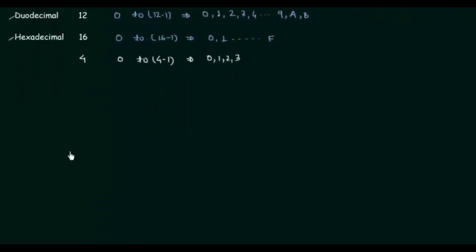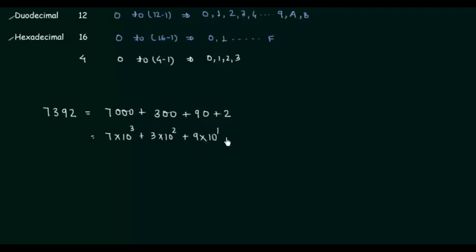Now we will move to the next part of this presentation, in which we will discuss weighted and unweighted codes. The number 7,392 can be written as 7 thousands, 3 hundreds, 9 tens, and 2 ones. Or I can write it as 7 multiplied by 10 raised to power 3, 3 multiplied by 10 raised to power 2, 9 multiplied by 10 raised to power 1, and 2 multiplied by 10 raised to power 0. This is how we can write the number 7,392.